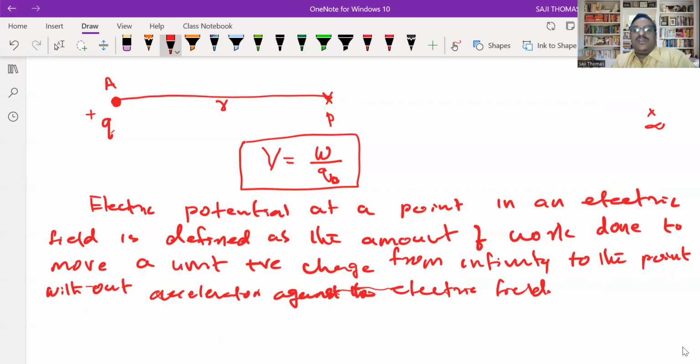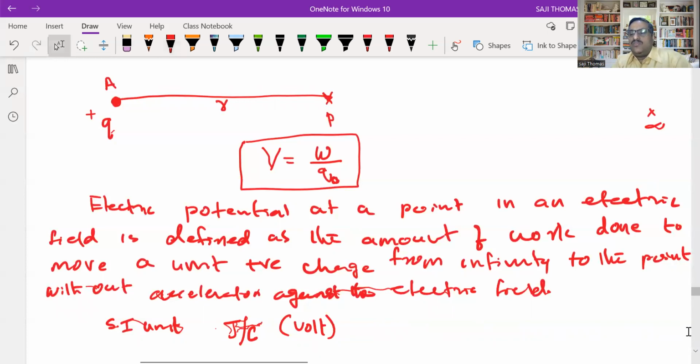This is a definition for electrostatic potential. What is the unit of potential? SI unit. You know, V is W by Q. Work, you know the unit, joule. Joule per coulomb. Charge unit is coulomb. This is known as volt. So unit of potential difference is volt.